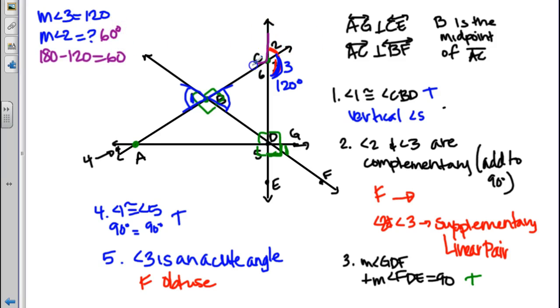Do you know the measure of this angle? Absolutely, 120 degrees. What are these two called? How are they related? They are vertical angles. Angles 6 and 2, what are they?